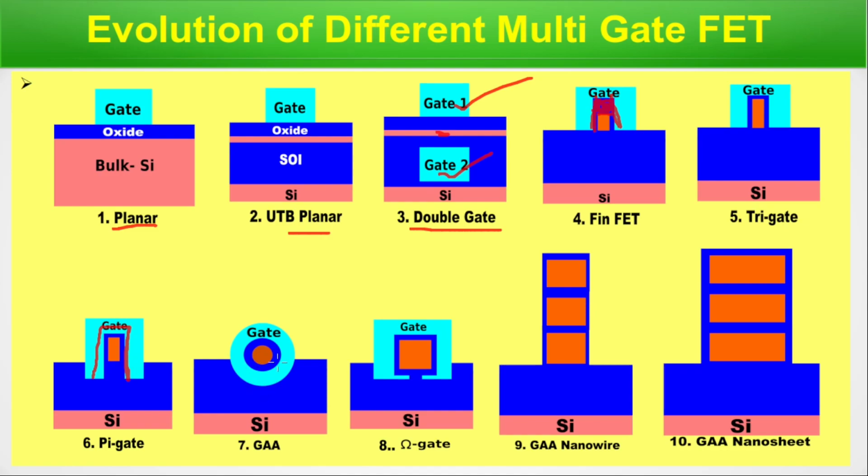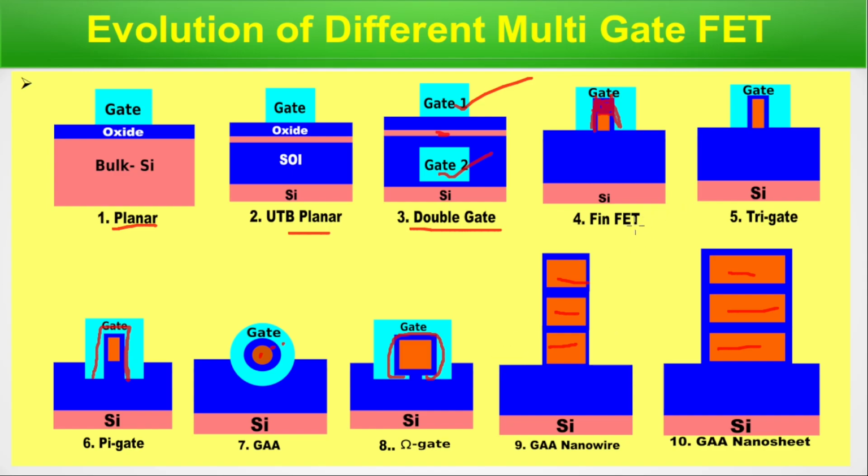Now this is gate all around. This is the silicon, then silicon dioxide, and then the gate, with a concentric circular cross section. Now this is omega gate. Next, gate all around nanowire. Wider, it is gate all around nanosheet FET.